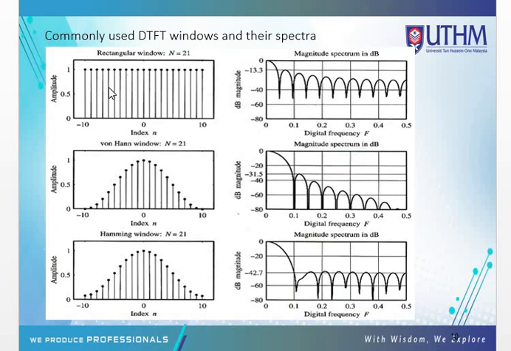This figure shows the commonly used discrete time Fourier transform windows and their spectra. So this is the rectangular window with n equal to 21, and this is the magnitude spectrum in dB. Whereas this one is a Von Hann window with n equal to 21 points. Okay, and this is the magnitude spectrum. Whereas the Hamming window, n equal to 21 also, so it is from minus 10 to 10 with the origin equal to 0. And this is the respective magnitude spectrum.